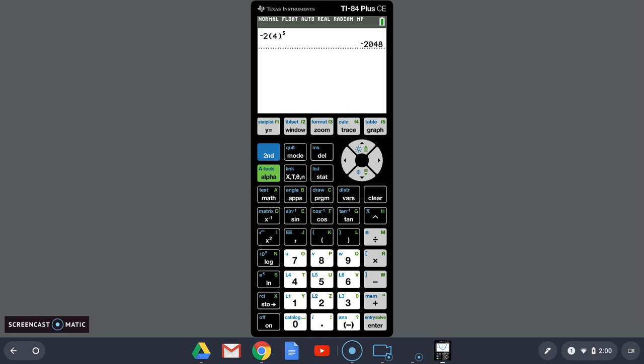Oops, I just cleared it. Come on, Shinners. What are you doing? To the 5th power.